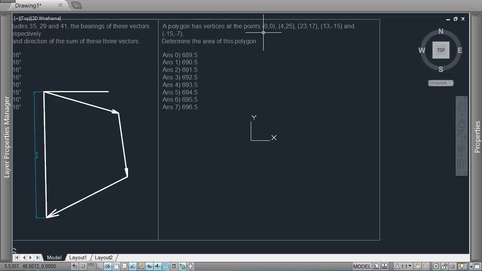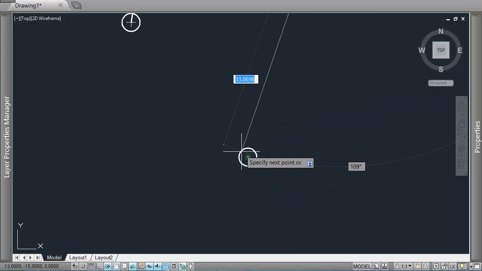Now I need to create a polygon with these points, so I'm going to use a polyline. But if I start the polyline command, my first point I can supply as an XY position, but all my subsequent points I have to supply with length and angle. So it's actually helpful in this case to instead supply circles. If I supply a circle at 0, 0, and then a circle at 425, a circle at 23, 17, 13, negative 15, and negative 15, negative 7, I can then join all of those circle centers with a polyline, snapping to the center point of these circles.